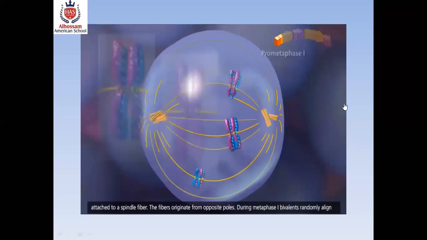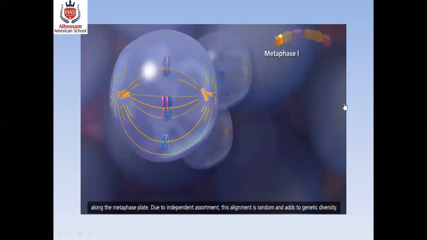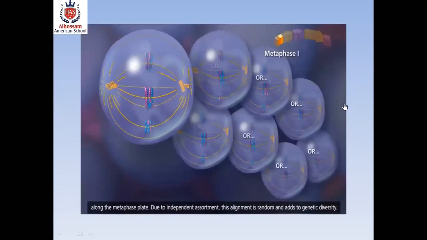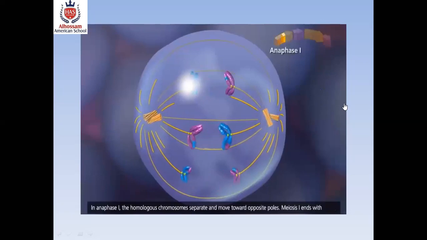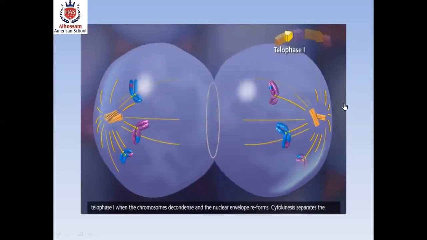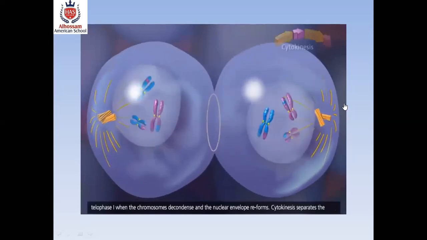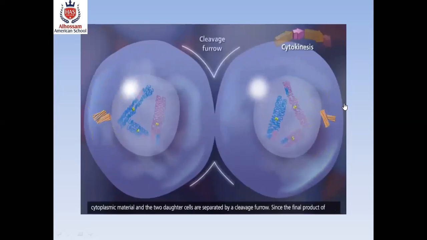During metaphase I, bivalents randomly align along the metaphase plate. Due to independent assortment, this alignment is random and adds to genetic diversity. In anaphase I, the homologous chromosomes separate and move toward opposite poles. Meiosis I ends with telophase I, when the chromosomes decondense and the nuclear envelope reforms. Cytokinesis separates the cytoplasmic material, and the two daughter cells are separated by a cleavage furrow.